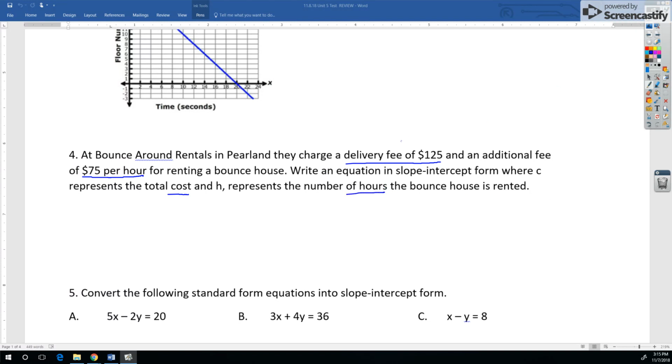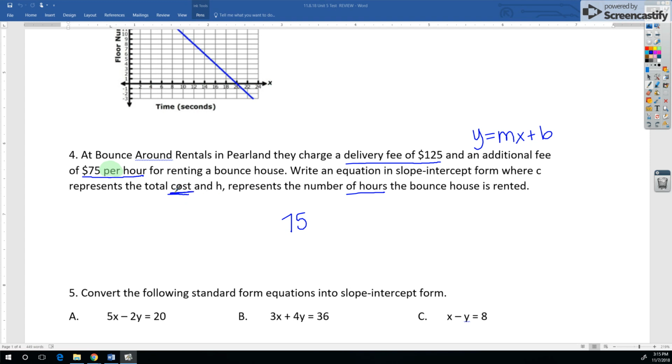So we have to decide what's our slope and what's our y-intercept. So if we think about it, our slope is the thing that's changing. Our slope is the thing that's multiplying by x. So I see a keyword in here that says per. For every hour, it's going to be $75. That is going to be my slope. $75 per hour.